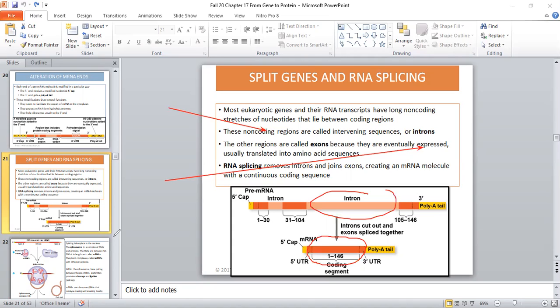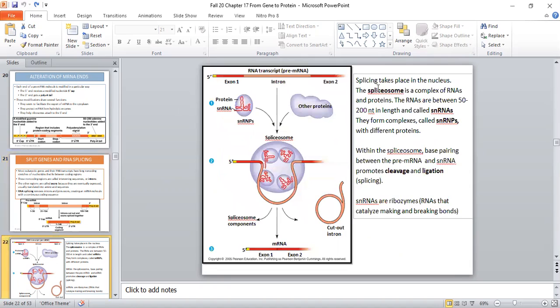Okay. Now, the next slide is this one. This is a little bit challenging. There is a term known as spliceosome. Spliceosome is a better kind of word. So what is the spliceosome? The spliceosome is actually snRNA. snRNA stands for small nuclear RNA.